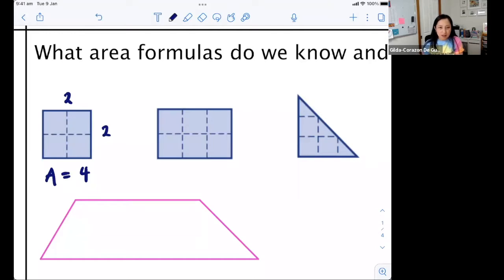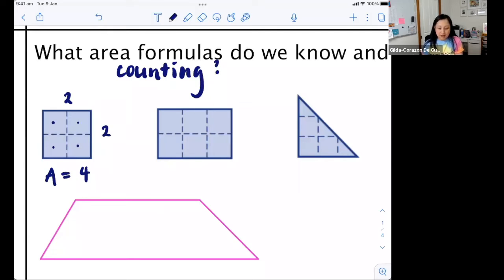Well, when you say area, it's the inside of the shape, but what's specifically in the inside of the shape that you're actually measuring? Or maybe what are we counting when we're talking about the area of shapes? We're counting the number of unit squares that make up that shape. And if you notice here, you've got 1, 2, 3, 4 unit squares that make up that square.